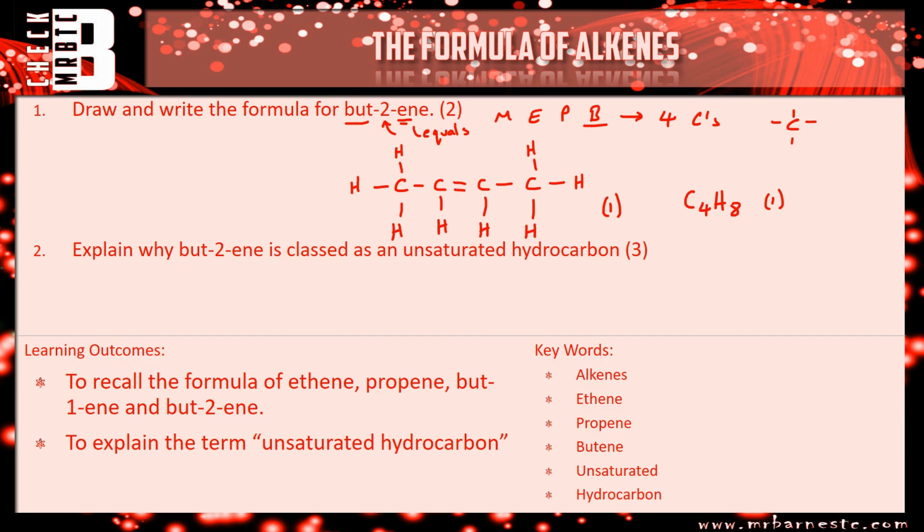Question 2, explain why butene is classed as an unsaturated hydrocarbon. So unsaturated, what does that mean? Contains double bond. And then hydrocarbon, what's that? Something made out of hydrogen and carbon for 1 mark, and the second mark for that bit.